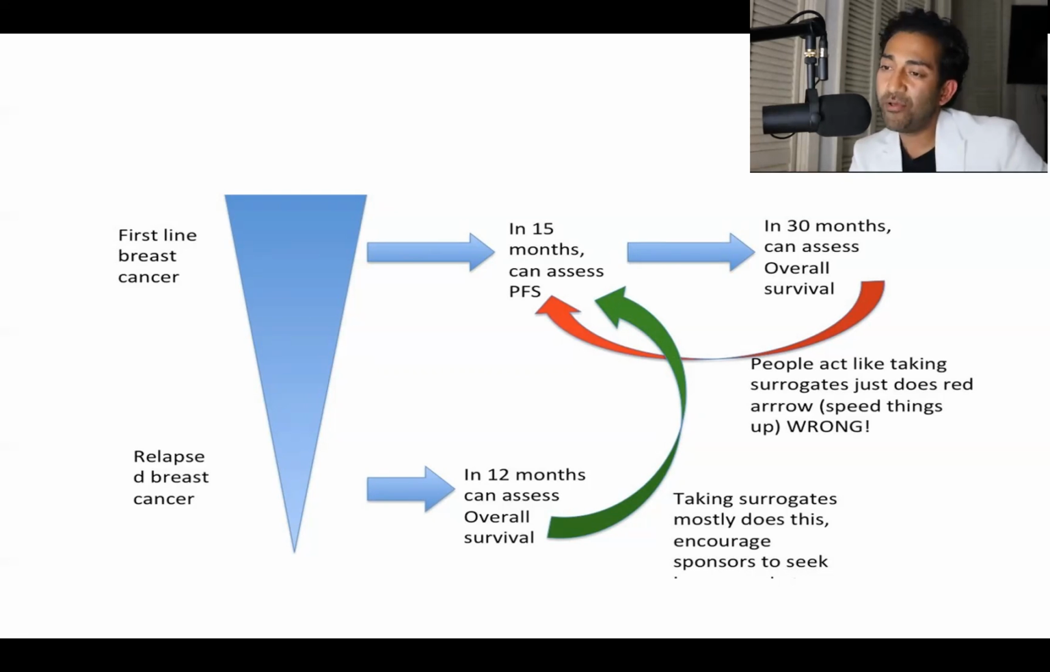Okay. So people think if you allow surrogate endpoints, the company was going to run the frontline breast cancer study. Instead of waiting 30 months, you wait 15 months, the red arrow. People act like taking surrogates just does this, speeds the time up. But what surrogates do, it also changes the trials the company runs. Instead of running this trial in the last line setting, the company chooses to run this trial in the frontline setting. They barter the speed of the surrogate for market share. They barter this because you have a much bigger market share.